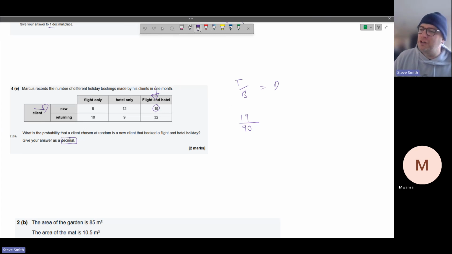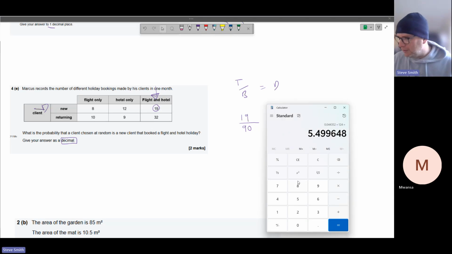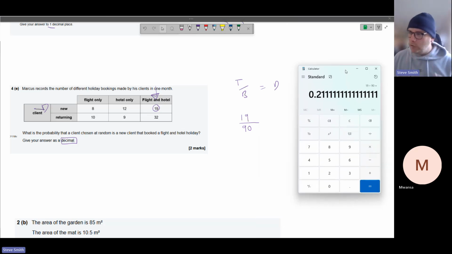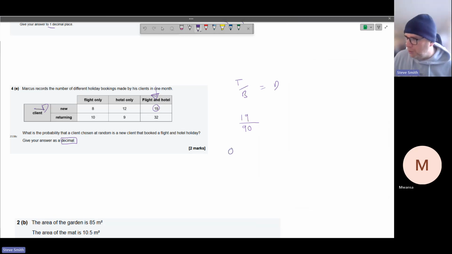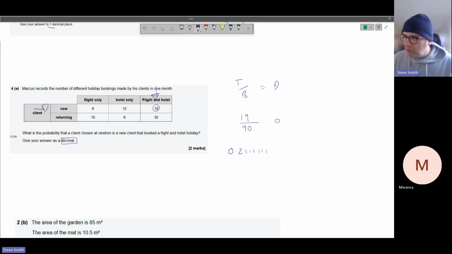So I have got my fraction now of probabilities, 19 chances out of a whole 90. It wants it as a decimal. I'm allowed to use a calculator. I'm going 19 divided by 90. It's not asked me to round it to 1 decimal place or 2 decimal places. So I'm probably going to be safe here, 0.2111111. I'll just round it to 2 decimal places because it's a continuous one. So if I go 0.21, that's as far as I need to go. You could write more if you wish, but I don't need to.